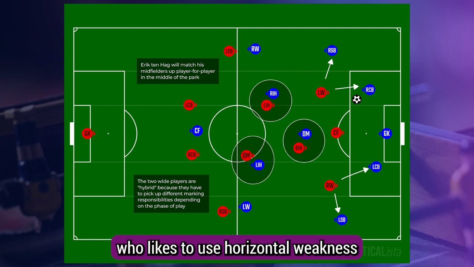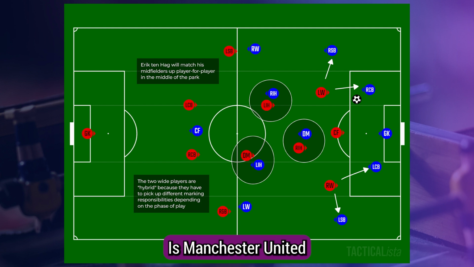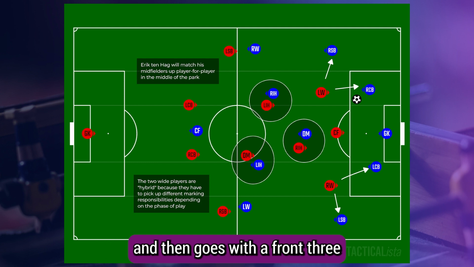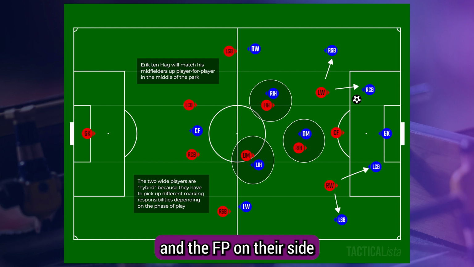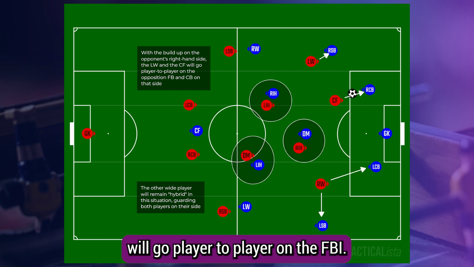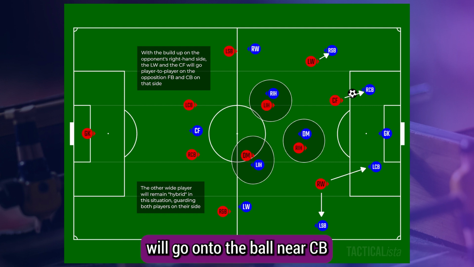Another team who likes to use horizontal weakness in their hybrid press is Manchester United under Erik ten Hag. Ten Hag often matches up his midfielders player for player across the middle, and then goes with a front three against the back four. In this situation, the two wide players are effectively hybrid players responsible for their nearest CB and the FB on their side. With the ball on one side of the field, the ball-near wide player will go player to player on the FB. The CF will go onto the ball-near CB, and then the far-sided wide player will remain hybrid, sitting between the two remaining players in the opponent's backline.